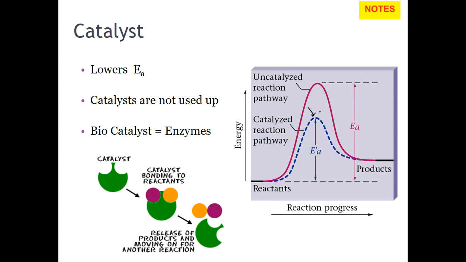When I add the catalyst, it drops it down and makes it easier to go through the forward and the reverse reaction. They favor both sides, but of course we can see that this would favor the reverse reaction because it's exothermic. But it makes it easier to do either way.